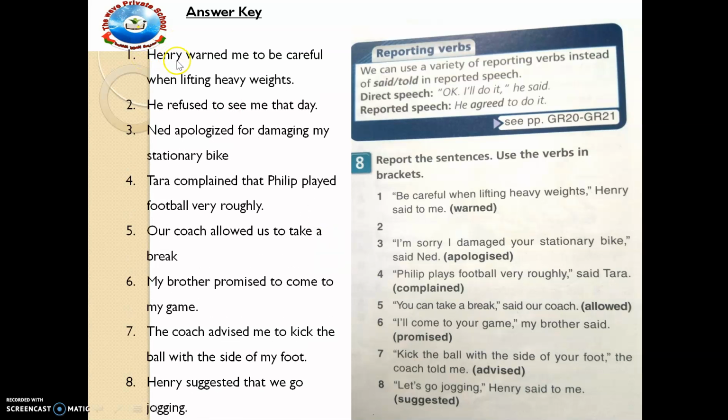Yes, you can see number 1. Henry warned me to be careful when lifting heavy weights. So you can write this in your notebook. Remember to follow the format. Okay? So we make progress to exercise 9.